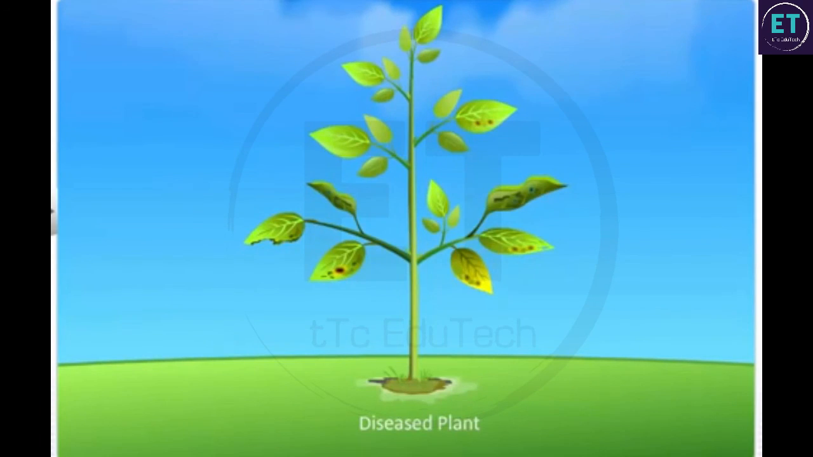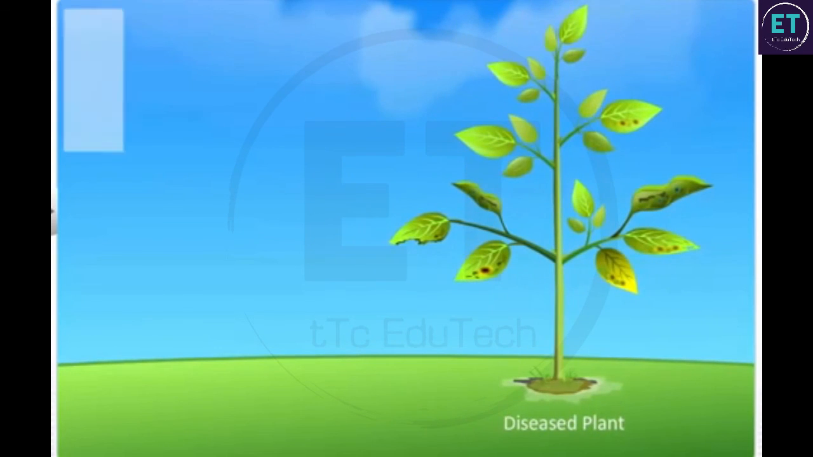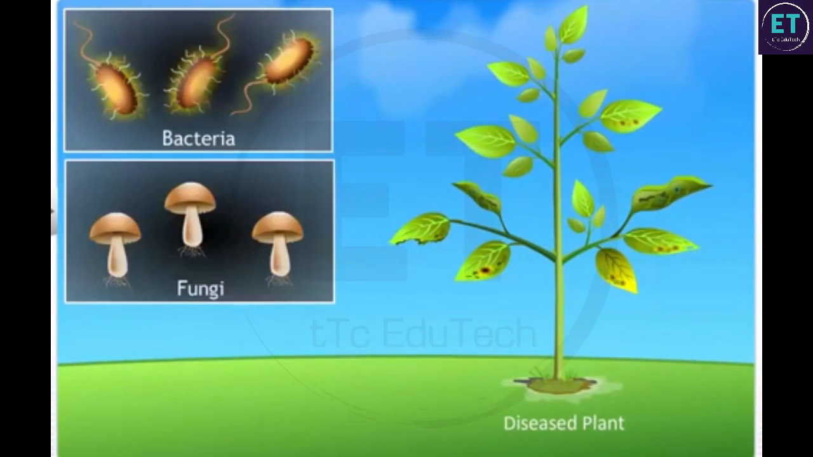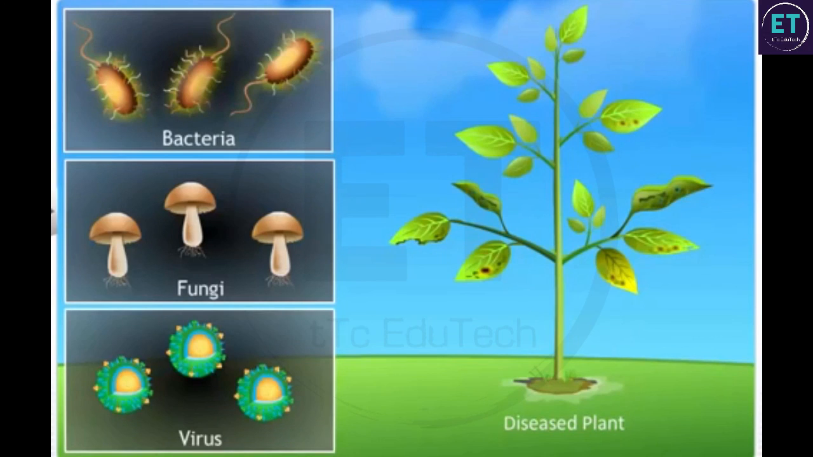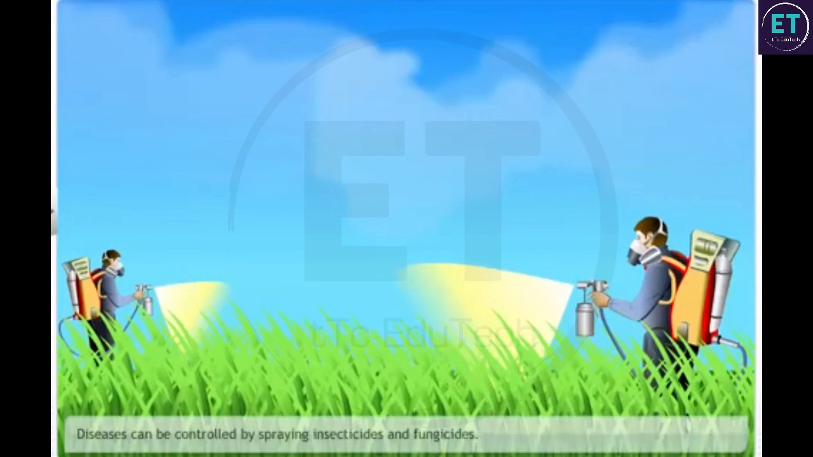Diseases in plants are caused by pathogens such as bacteria, fungi, and viruses, just like in humans. These pathogens are transmitted through soil, water, and air. They can be controlled by spraying insecticides and fungicides on crop plants.